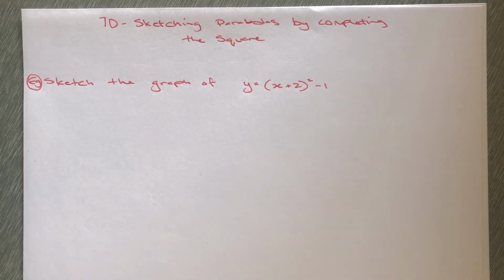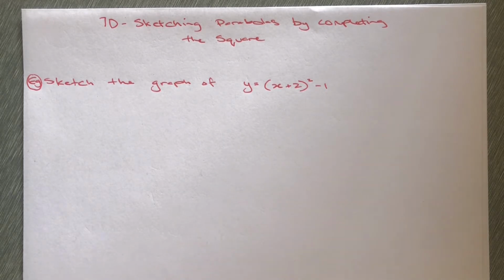Hey Year 10, we're looking at 7D today, which is sketching parabolas by completing the square. Mainly what you're going to be doing is sketching graphs that are in turning point form, or taking a quadratic function and making it into turning point form. They're the two key things you'll be doing.